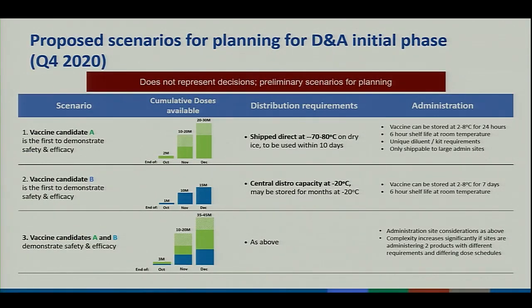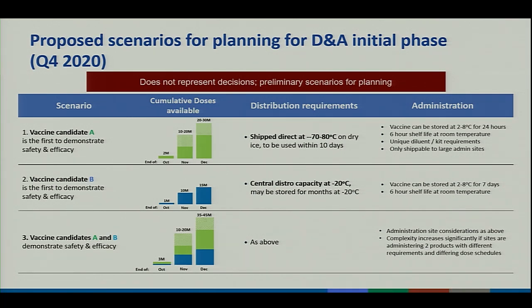To help your thinking about this period, here are some proposed scenarios for planning in the initial phase. It should be noted that these do not represent decisions, but are rather a tool to assist planning. In the first scenario, vaccine A demonstrates safety and efficacy, and there could be 20 to 30 million doses available by the end of December.